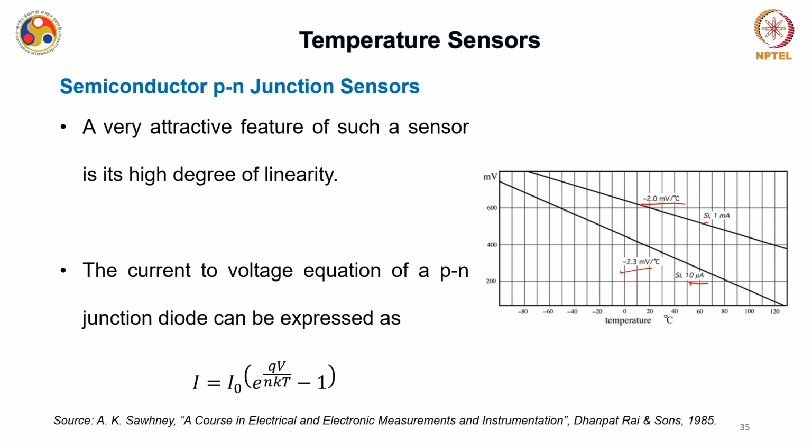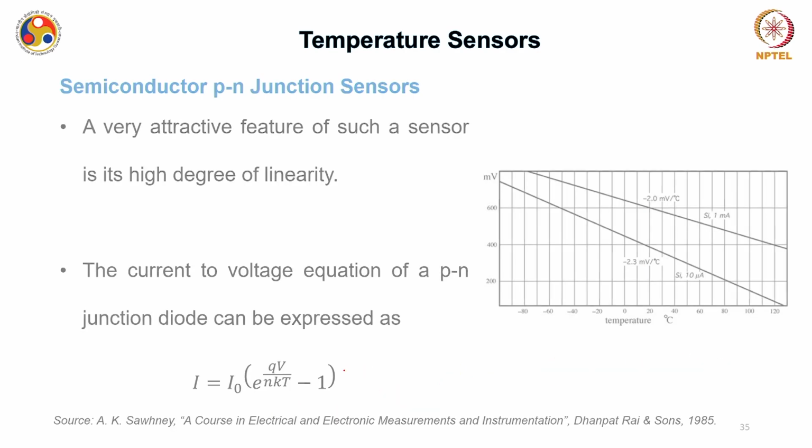The current to voltage equation for a PN junction diode can be simply written as I equal to I naught e power QV by NKT minus 1. This is the popular diode equation. I am calling it equation 1.